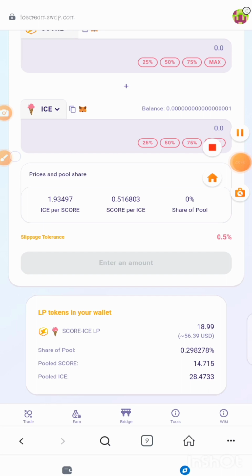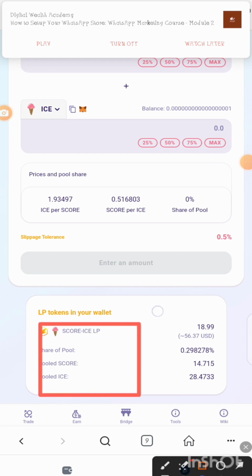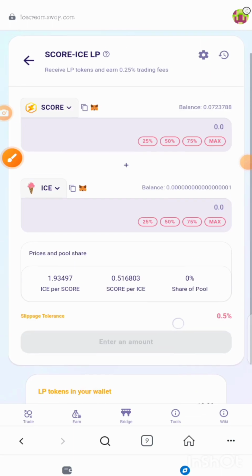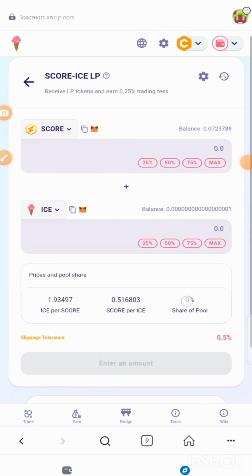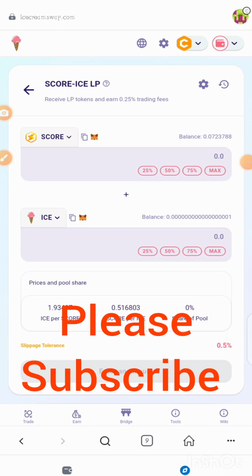If you look at the bottom part of this, you see our staking right there. Pooled ice is 28, pooled S core is 14, and then share of pool is 0.29. So everything is worth 56 USD. So everything is here for you to see. So the more yield comes, it will be dropping for us right here. So anytime that you still want to remove liquidity, you can always come and remove liquidity.